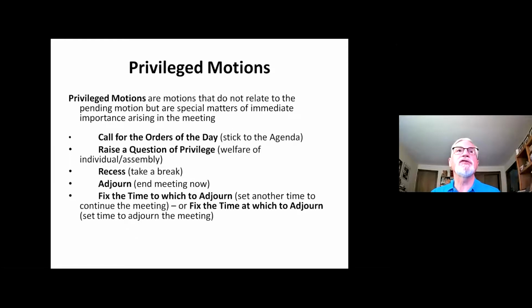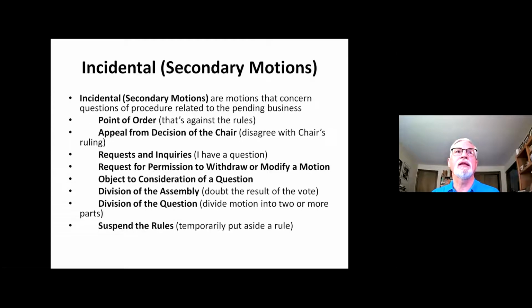There are certain privilege motions that can be heard at any time. Call for the orders of the day, to stick to the agenda, raise a question of privilege, take a recess, to adjourn, or to fix a time at which to adjourn. We're going to end in an hour, or we'll fix a time at which to adjourn, set the next meeting. Incidental motions are points of order, appeals, requests and inquiries, permission to withdraw a motion, division of the assembly when there's a doubt of the actual result of a motion, division of the question to divide complicated motions into two parts instead of just one big vote, or to suspend the rules.